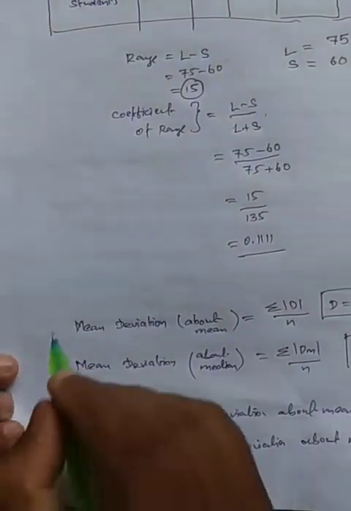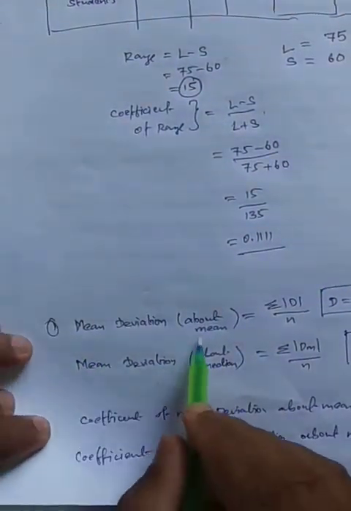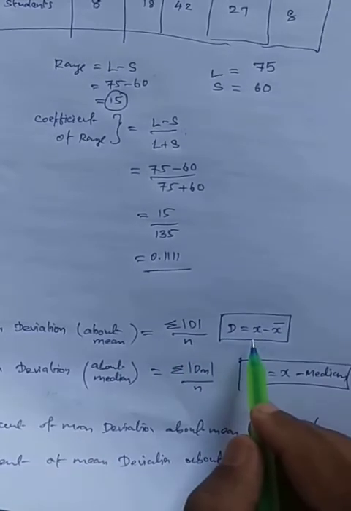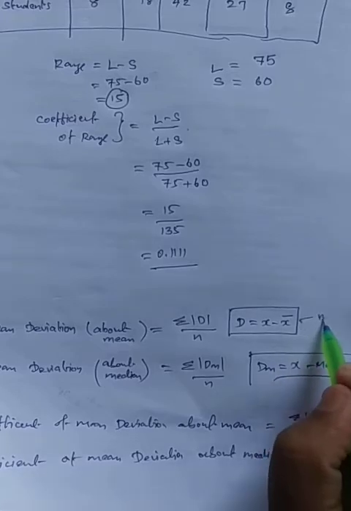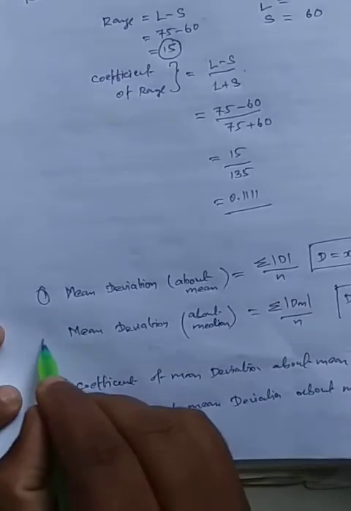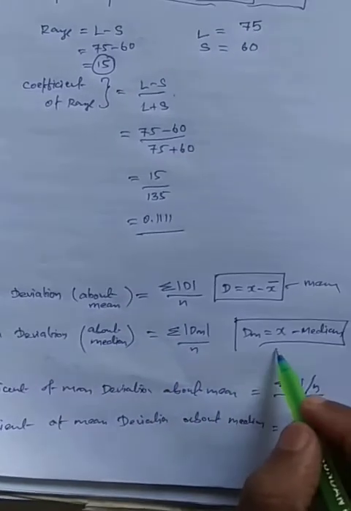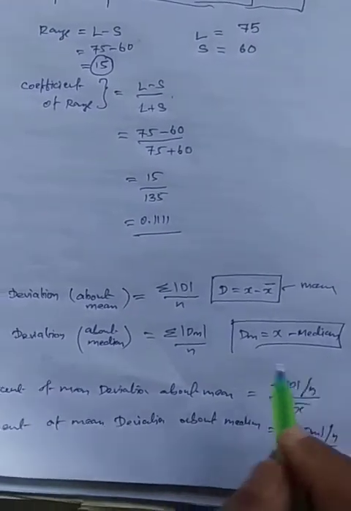Now you can see 4 important formulas. First, mean deviation about mean: sigma mod d by n, where d is x minus x bar. X bar, you know that it's the mean. Okay. And second one, mean deviation about median. Same thing, sigma mod dm by n, where dm equals x minus median.